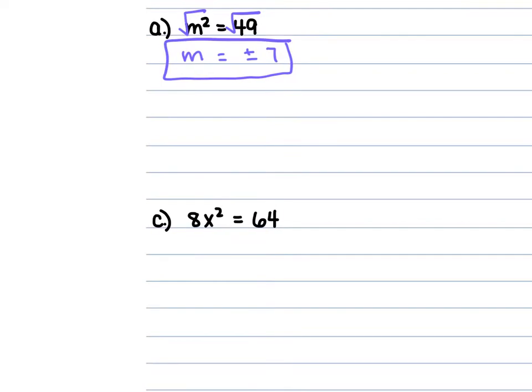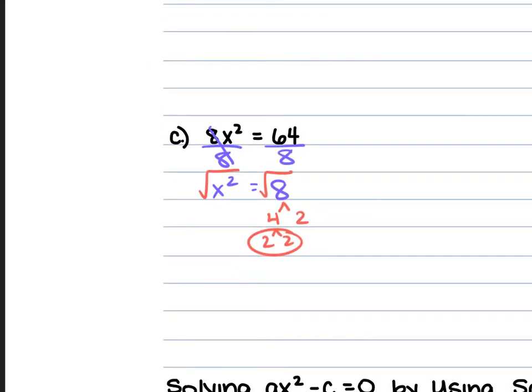For C, we have 8x squared is equal to 64. So we're going to divide each side by 8. Get x squared is equal to 8. Then take the square root of both sides. So the square root of x squared is x. However, the 8 is 4 and 2. The 4 is 2 and 2. So that's 2 square root 2. Put the plus or minus in front of it. We have x is equal to plus or minus 2 square root 2.